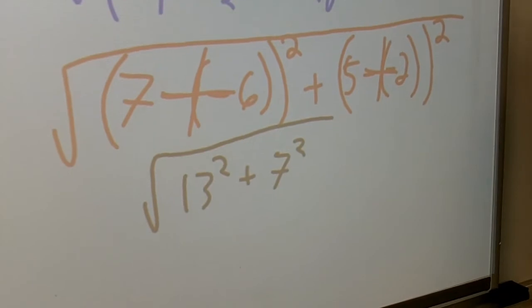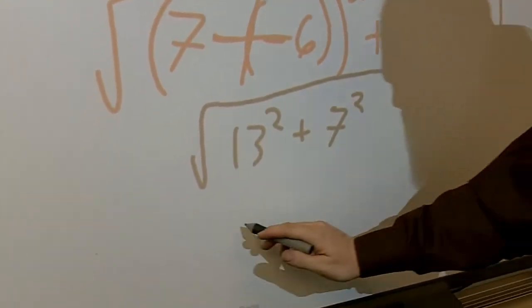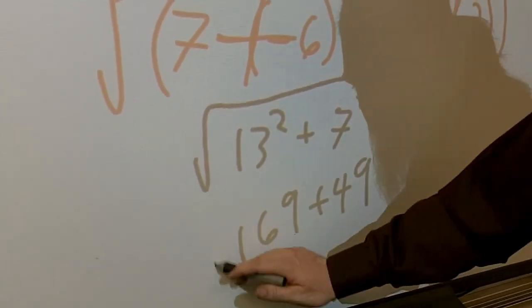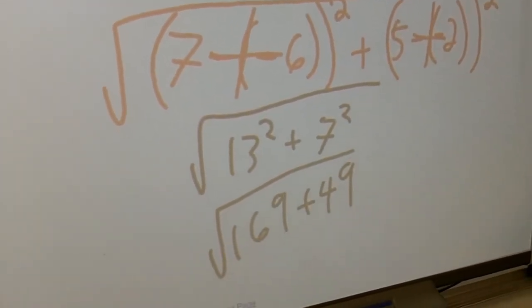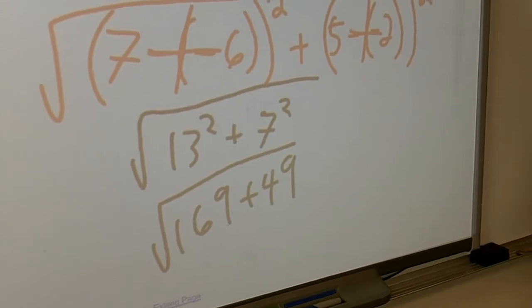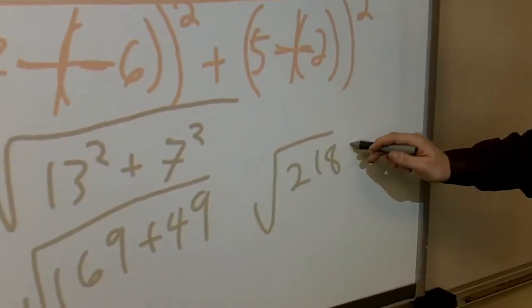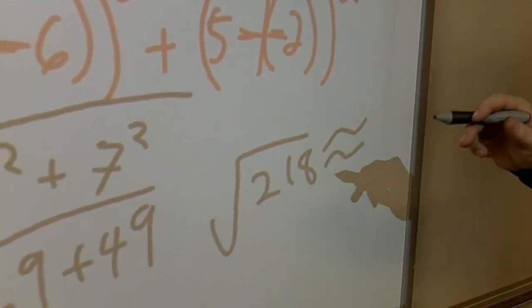Now give me 13 squared. 169 plus 49 equals 218. Hold on, slow down. The square root of 218 is about 14.76.